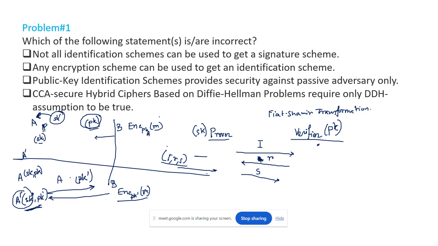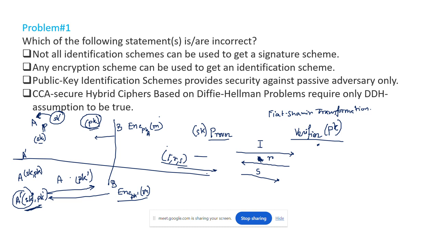The second statement says that any encryption scheme can be used to get an identification scheme. For this question, you want to answer true or false: can an encryption scheme be transformed into an identification scheme? Seems like correct, ma'am. Seems correct. Why? Correct.